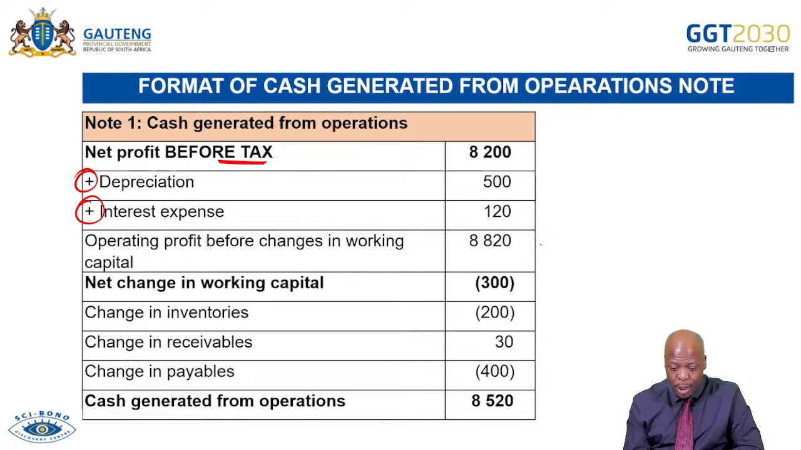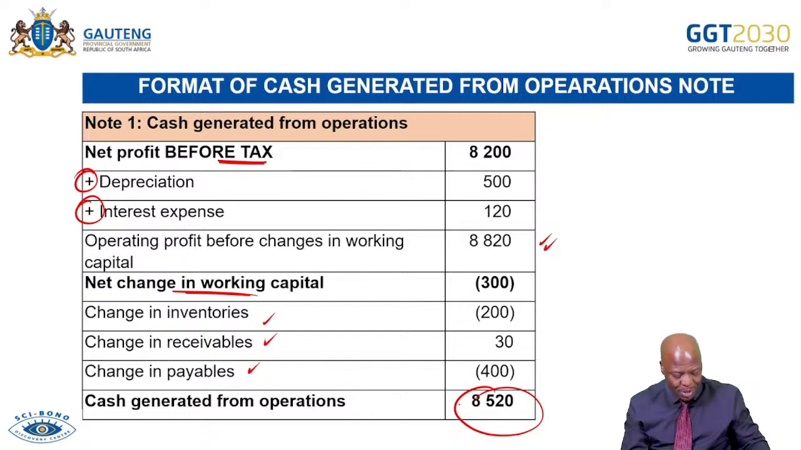And then after that, you get what we call operating profit before changes in working capital. And then the next thing is going to be the changes in working capital. On the changes in working capital, you're going to look at the change in inventories, the change in receivables, and then the change in payables. Then you get this amount, which we will then take to the cash flow statement.